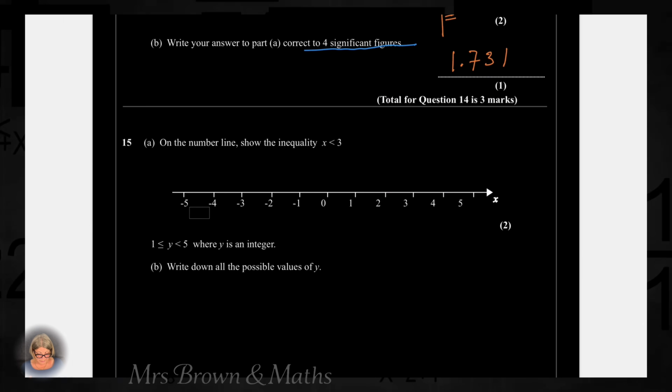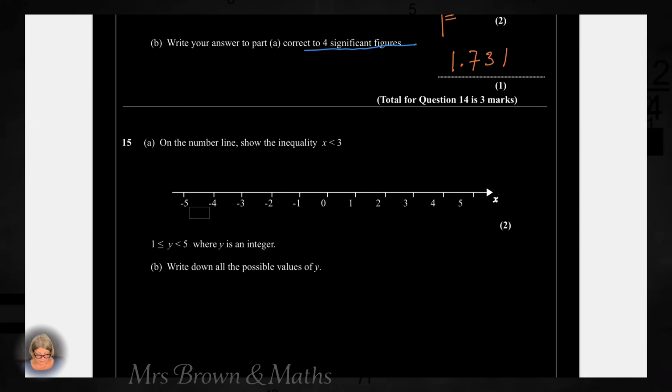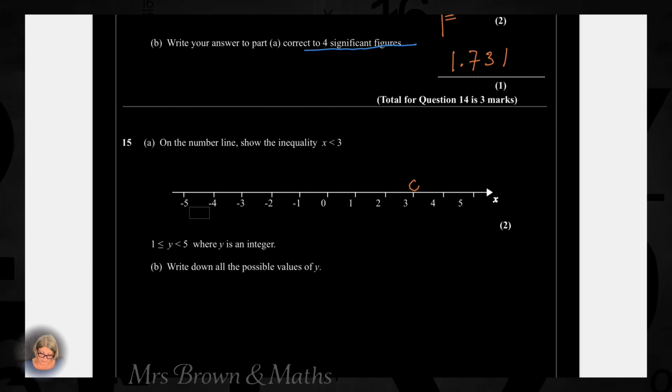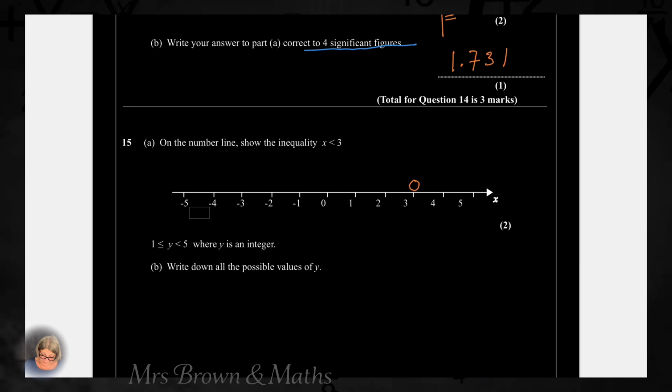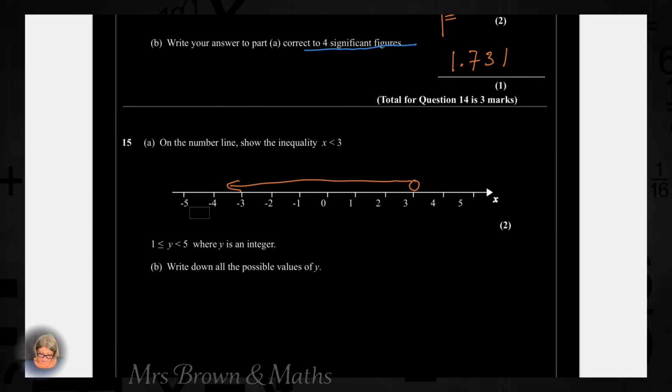On the number line, show the inequality x less than 3. Find 3. Everything to the left will be less than 3. Because I have just less, it means 3 is not included. I don't fill this circle. So that's it.